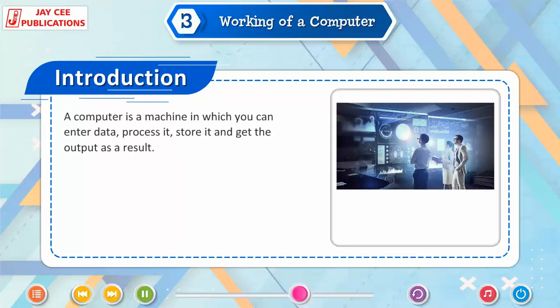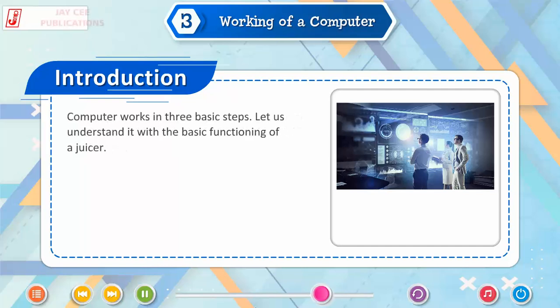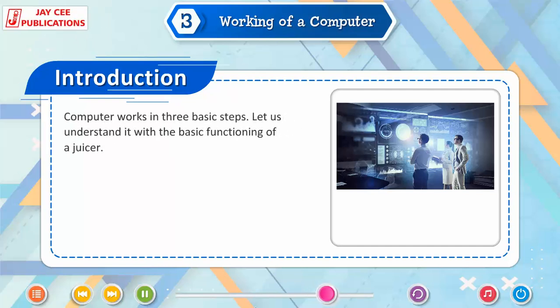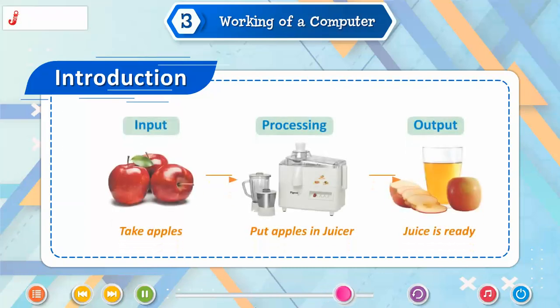A computer is a machine in which you can enter data, process it, store it, and get the output as a result. A computer works in 3 basic steps. Let us understand it with the basic functioning of a juicer. Take apples. This is the input. Put apples in the juicer. This becomes the processing. And the output is the juice is ready.